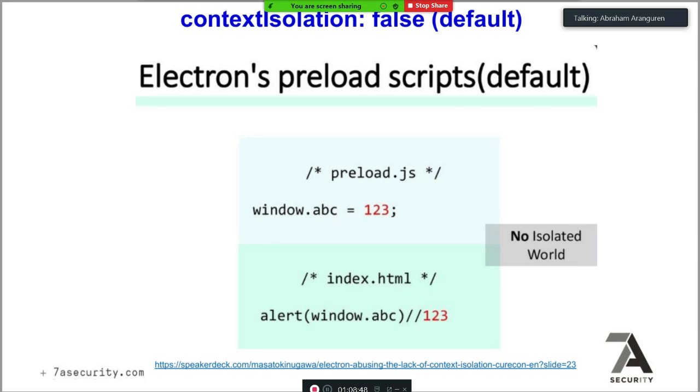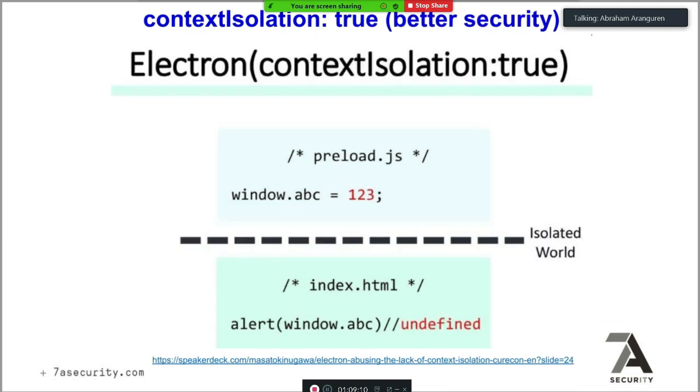When there is no isolation, which is what we will be attacking in the next demo, you can have a variable. For example, you can have window.abc equals 123. Then when you alert this variable from the HTML, this will alert 123. This is with no context isolation, which is the insecure setting. When context isolation is set to true, the difference is that this is going to be undefined. If you do window.abc equals 123 and then try to alert that from the renderer, it's going to be undefined. This is what the isolation does.